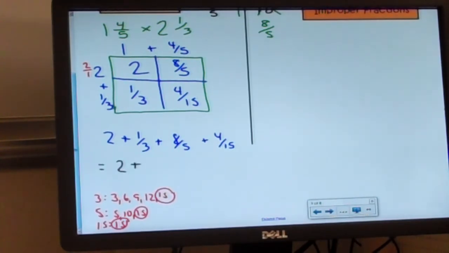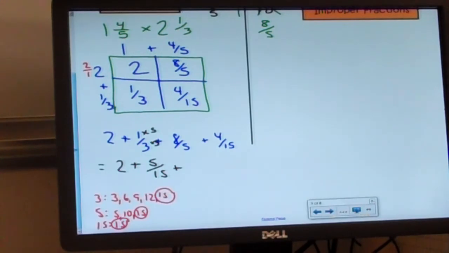So what would we multiply 1/3 by to get a common denominator of 15? What do you have to multiply this fraction here by to get a denominator of 15? Quinn? 5. 5/5. So times 5/5. And what would that be equal to? 1/3 times 5/5 is? 5/15 plus. What about 8/5?